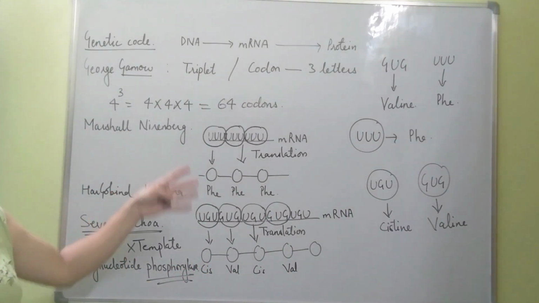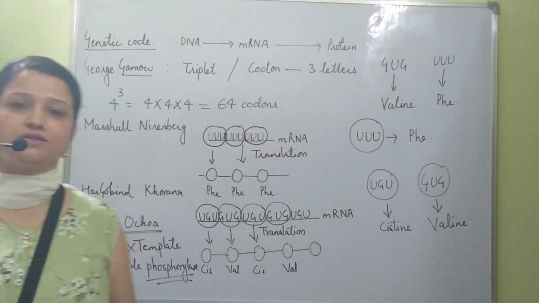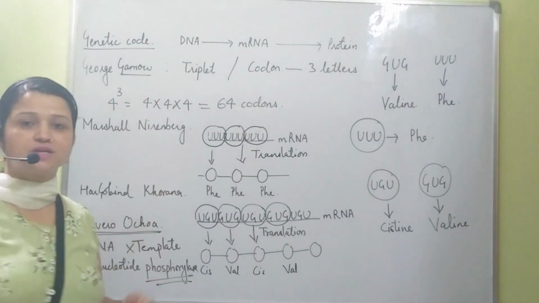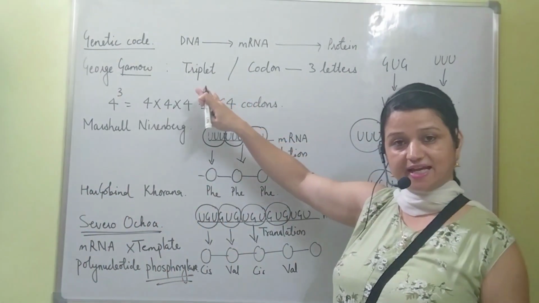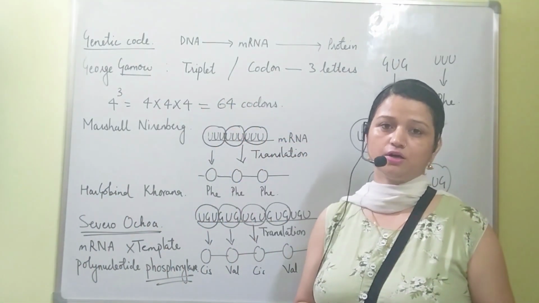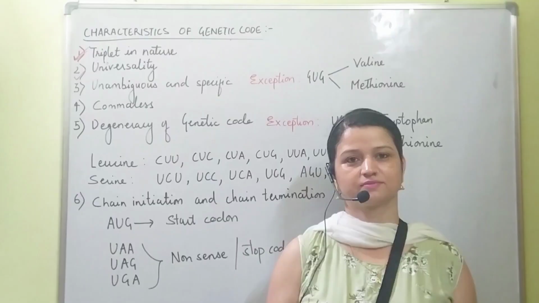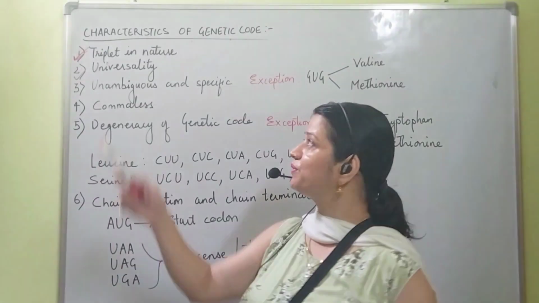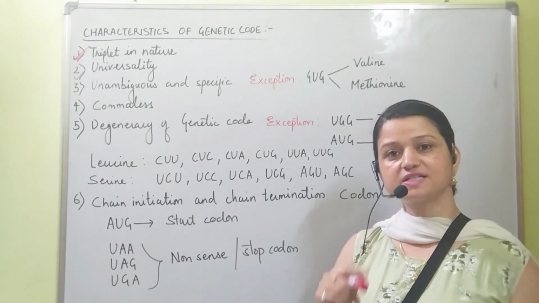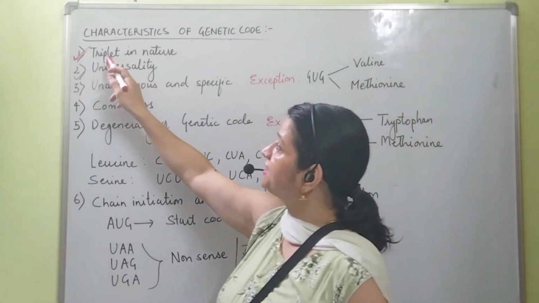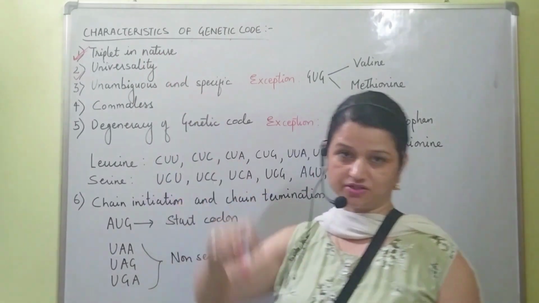So these scientists contributed to the genetic code. In the next part, we will see what the salient features of the genetic code are. Students, now we will see the characteristics of the genetic code. The very first characteristic is that the genetic code is triplet in nature.